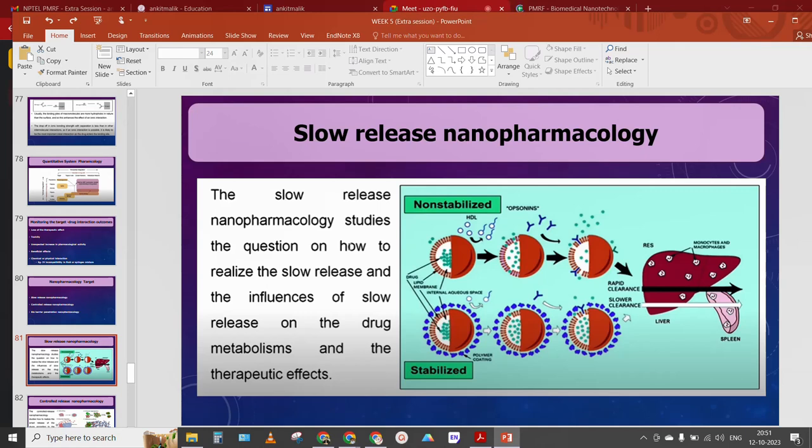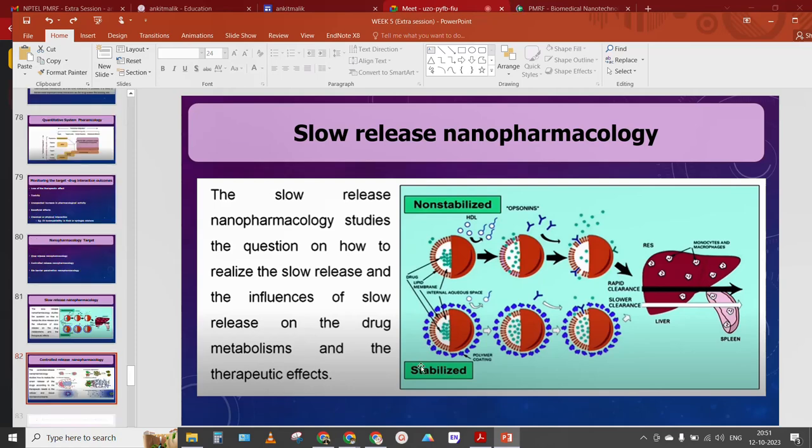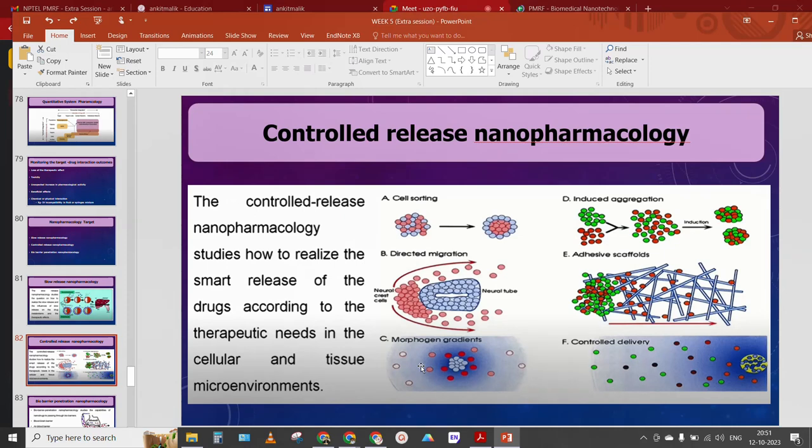The question is how to realize the slow release and the influences of slow release on drug metabolism and the therapeutic effects. Here we have two things: one is non-stabilized and one is stabilized. The next is controlled release nanopharmacology.